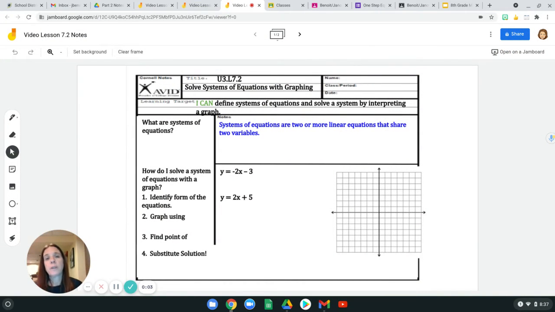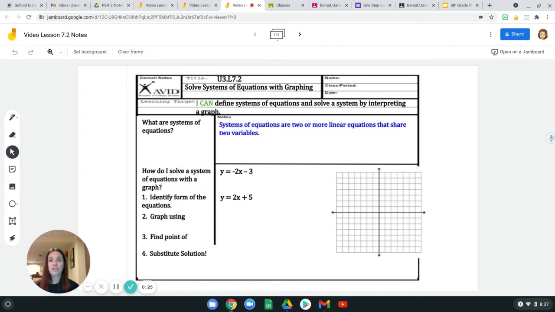Systems of equations with graphing. We're going to focus on graphing the system to find the point of intersection between the two linear equations. So our learning target is I can define systems of equations and solve a system by interpreting a graph.